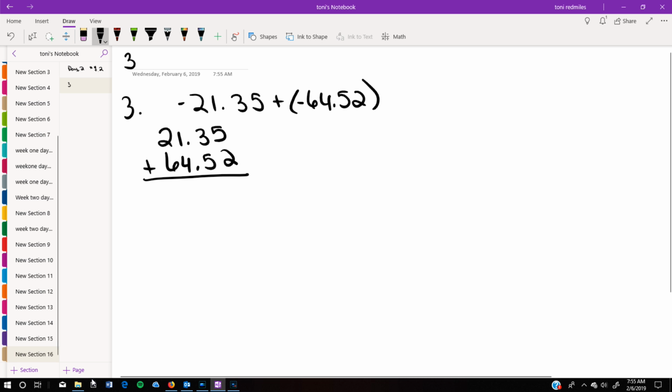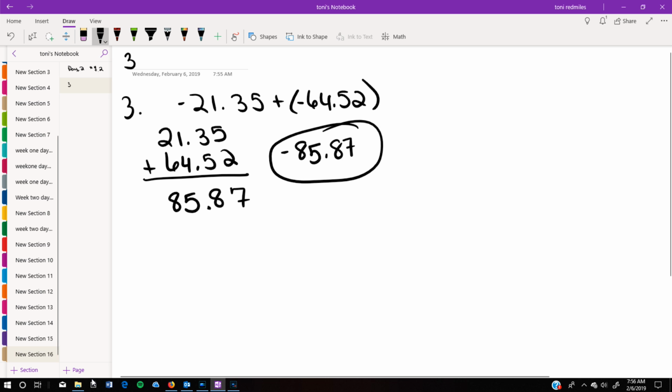If they're both negative, my answer is going to be negative. So 5 plus 2 is 7. 5 plus 3 is 8. 85.87 is... it's going to be negative, sorry, because the bigger absolute value, 64, is negative. Okay, so that is my answer. I'm adding my debt.